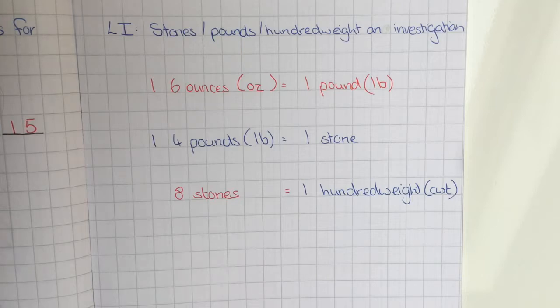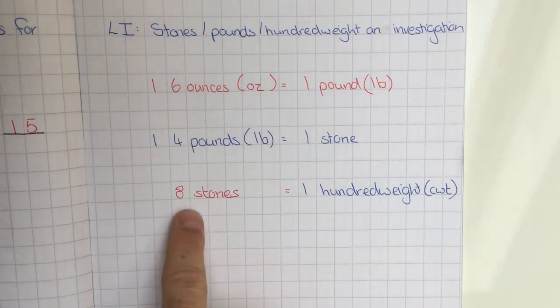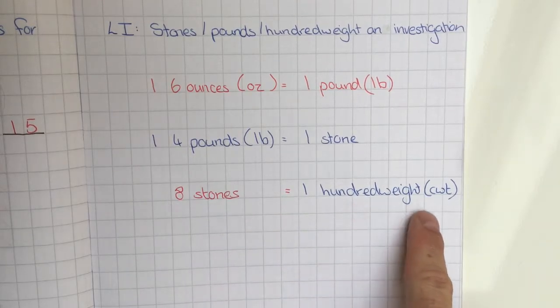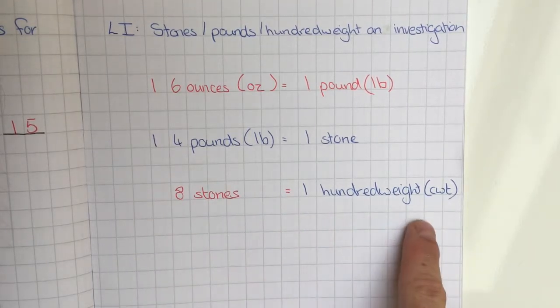Then we also have an unusual one that would have been used more in the trade industry in England and other countries around the world. It's not common, or not as common nowadays, and that is hundredweight, and 8 stones would be equivalent to 1 hundredweight. Okay, so it's a bit of a history lesson, this one.